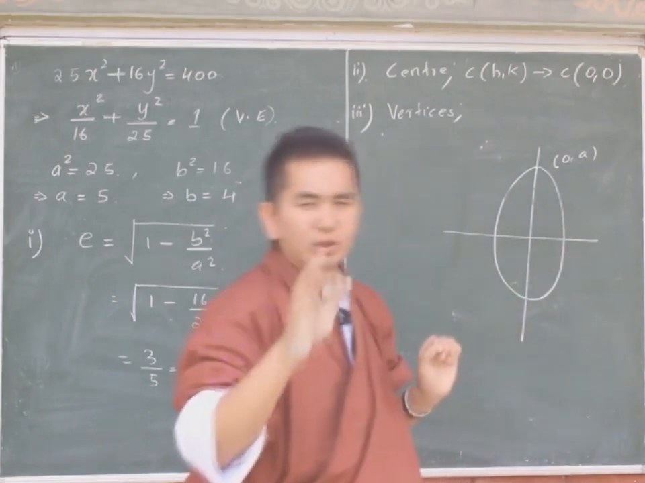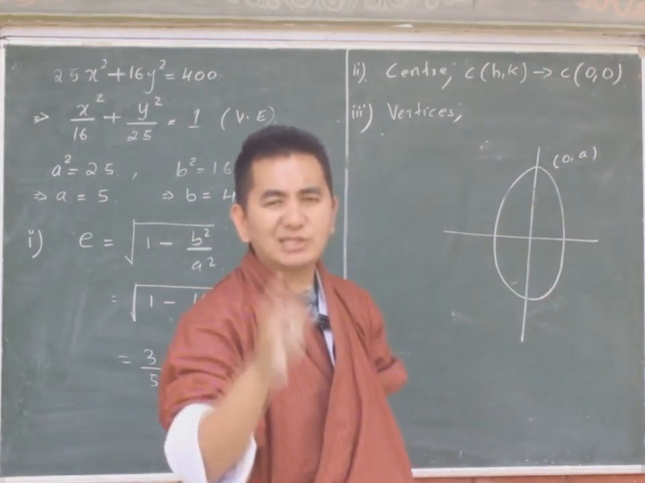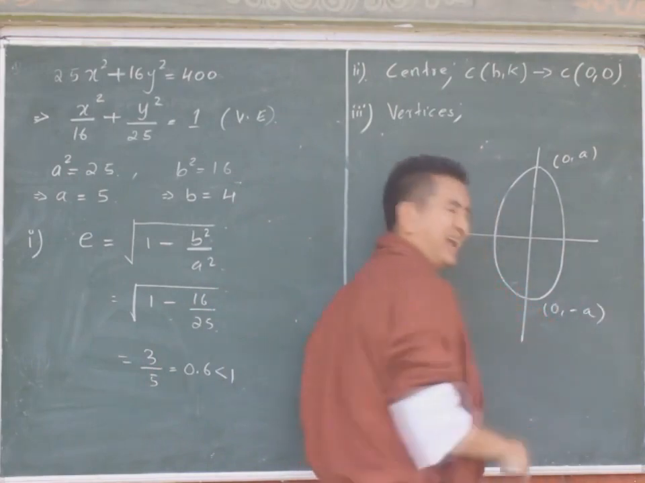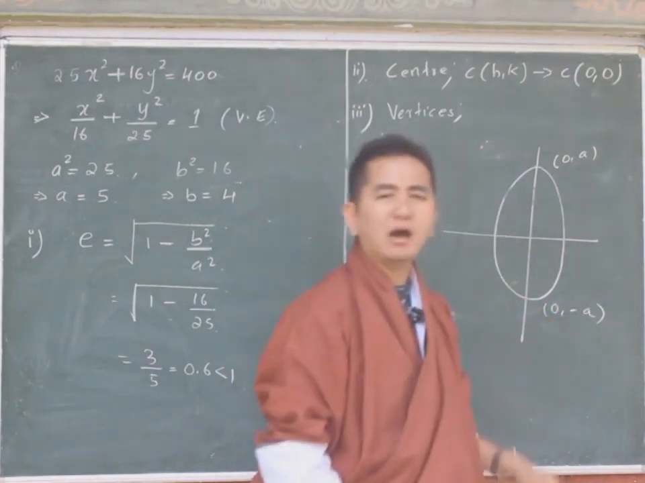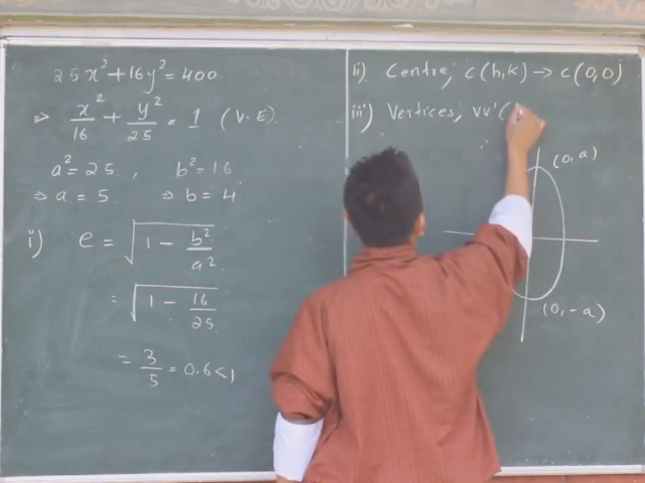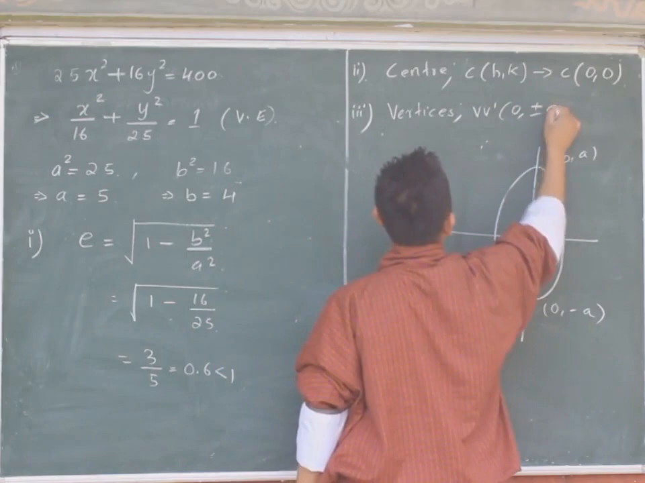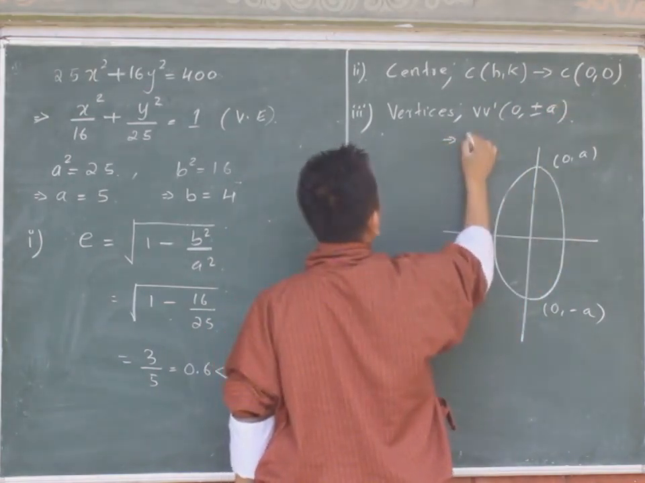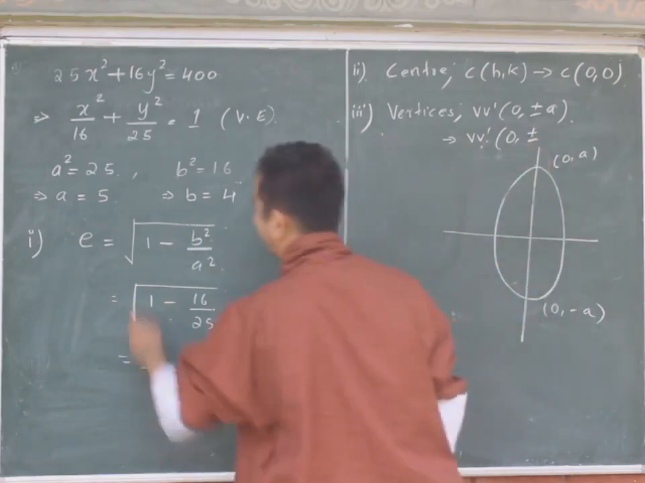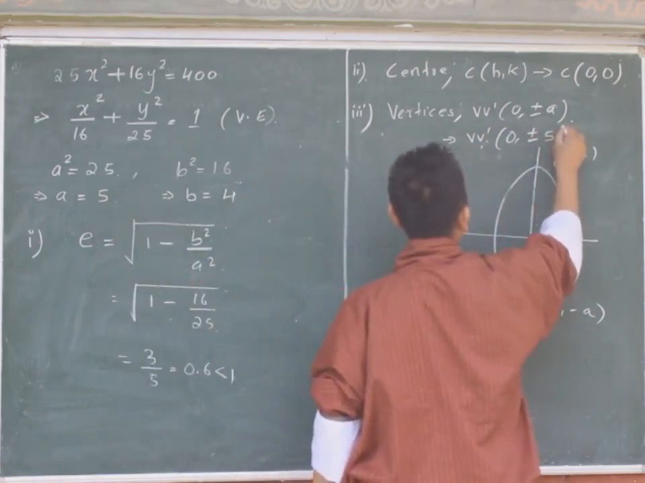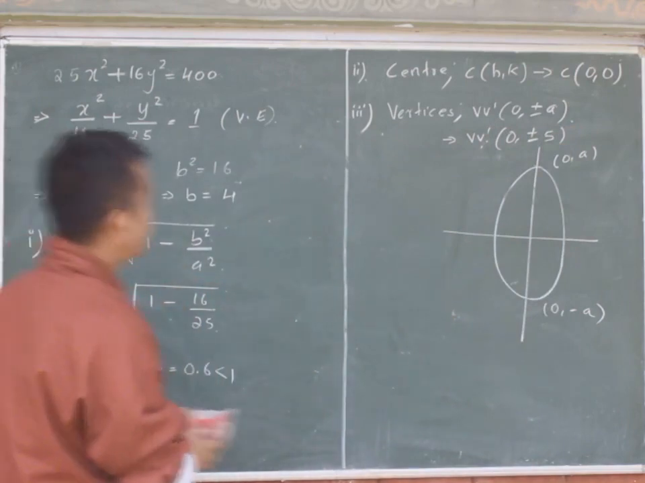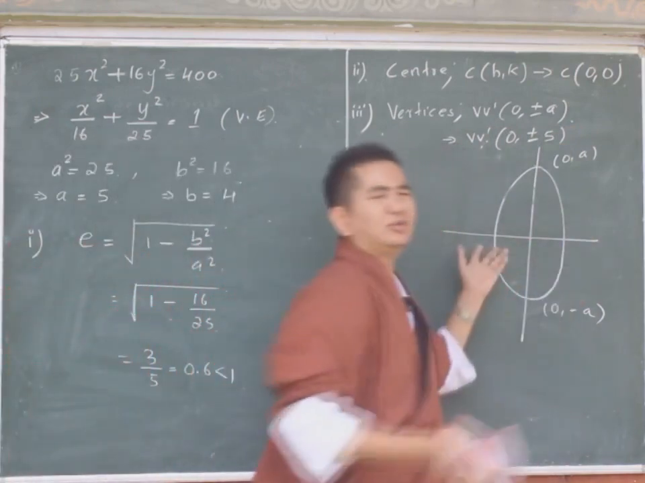Actually, I told you to do the vertical ellipse as an assignment. I hope you have done it. The other point becomes 0 comma negative A. The major axis is along the y-axis, so the vertices V dash is 0 comma plus or minus A. What's the A value? That is equal to 5. That is the vertices. Then next, what do we need? Okay, no need to get the drawing.